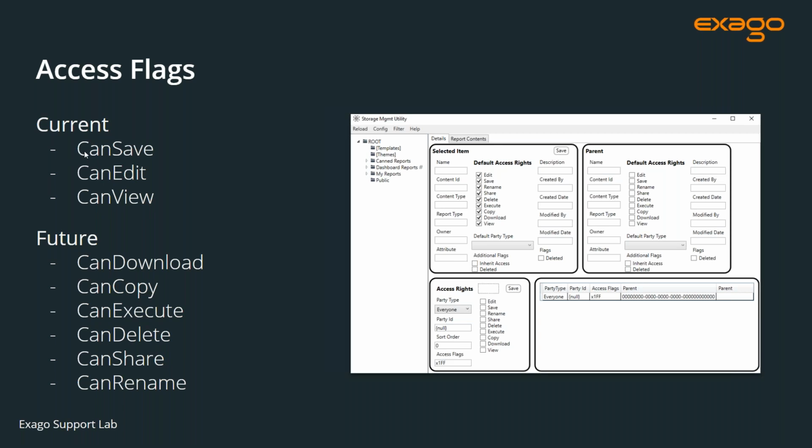So to start with, can save. Can the user save a report? Can they edit a report? And can they view a report? Those are the current 3, and really the can edit is analogous to the roles that we had previously. So if you can't edit a report, then you'll see that lock icon that you're used to from roles in past versions of Exago.